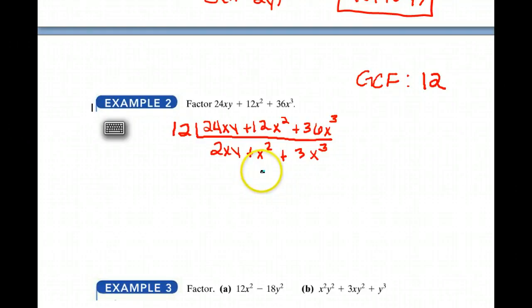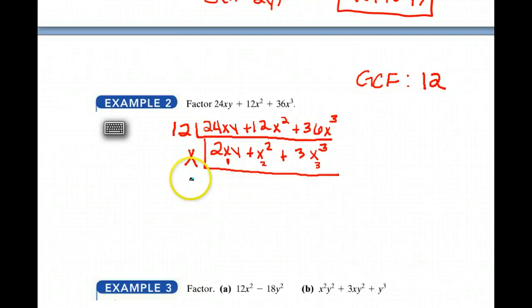So you want to think to yourself, well, they all have x's. What's the largest number of x's that I can take? This one only has 1x. This one has 2 x's, and this one has 3 x's. You can only take what you have. So since our first term only has 1x, we can only remove an x to the first power. You can't take what you don't have.